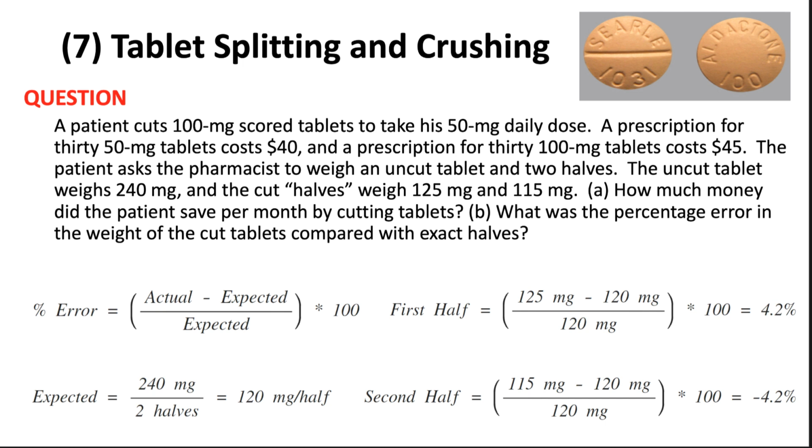Whereas if you do the same calculation on the second half, which was a little bit less, you would take your 115 milligrams, subtract 120, divide that by 120, do that math, and you get the same number, but it's negative because it was less than what we predicted. So the percent error is still the same, but in the one, it was 4.2% over the dose, and the other one, it was 4.2% less than the dose we wanted.